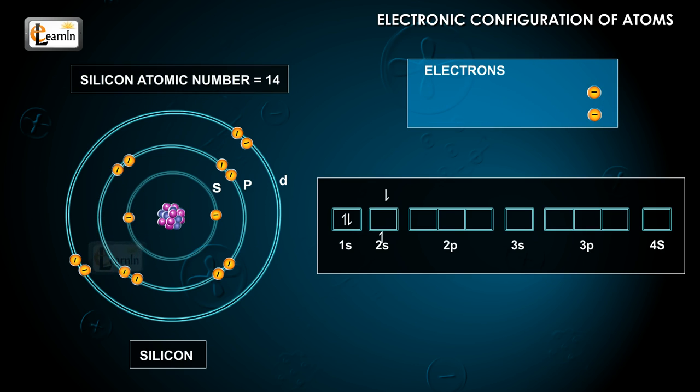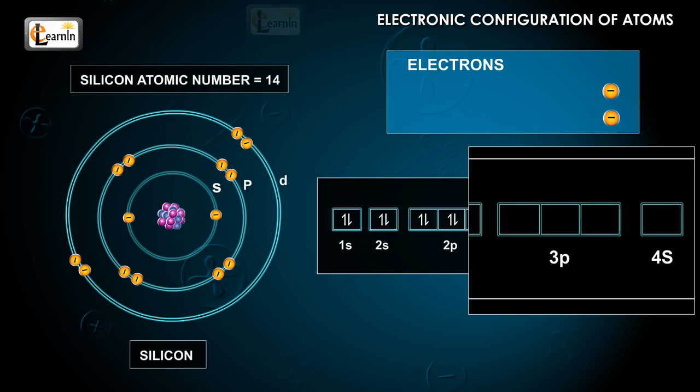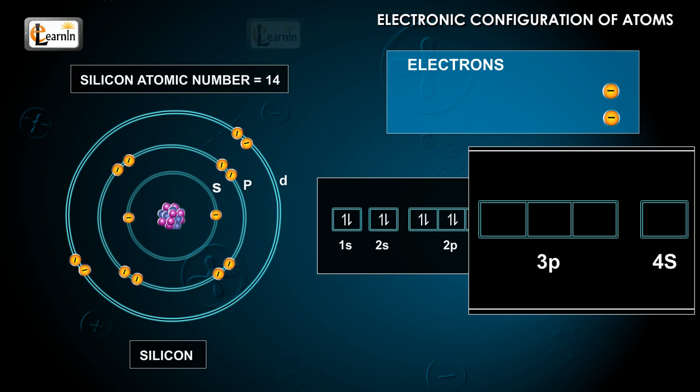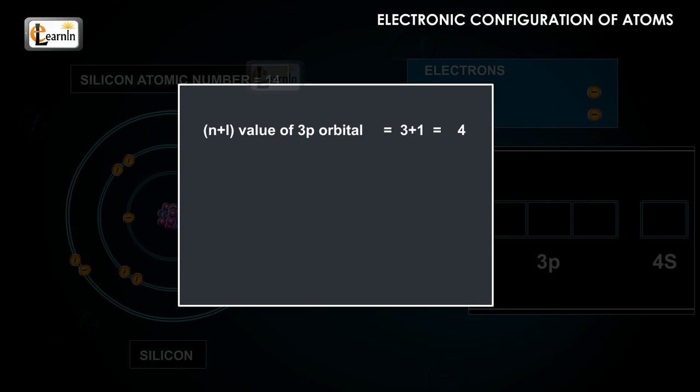12 electrons can be accommodated in 1s, 2s, 2p, and 3s orbitals. Now, the last two electrons can enter into the 3p or 4s orbital. The n plus l values of these orbitals are the same. That is to say, 3p orbital has n plus l value of 3 plus 1 is equal to 4, and 4s has an n plus l value of 4 plus 0 is equal to 4.